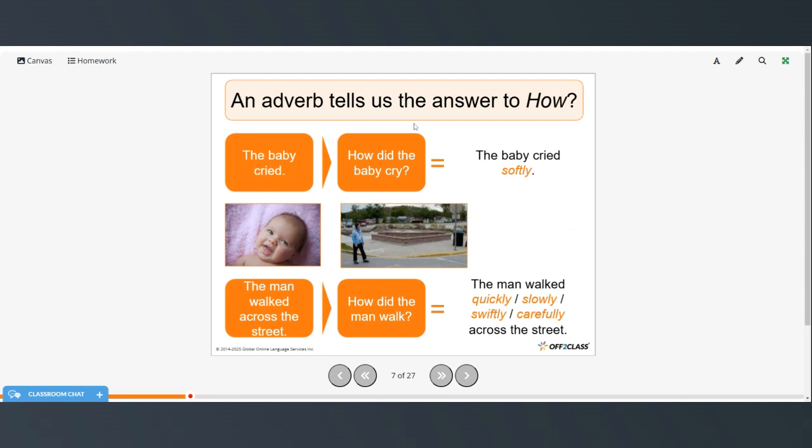So an adverb tells us the answer to the question how. The baby cried. How did the baby cry? The baby cried softly. The man walked across the street. How did the man walk? We could say he walked quickly, slowly, swiftly, carefully across the street.